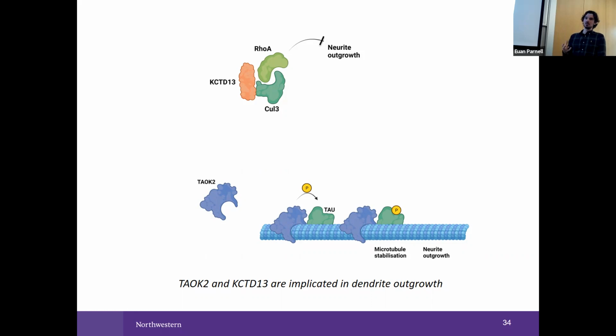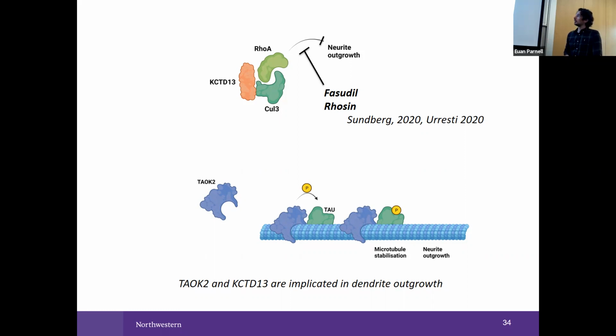So KCTD13 can regulate the levels of RhoA and then alter the dendritic arborization and the dendritic outgrowth within patients and within animal models. And it's druggable. So there are therapeutics available. Fasudil has been in clinical trials. And rhosin is another drug that can regulate this Rho pathway.